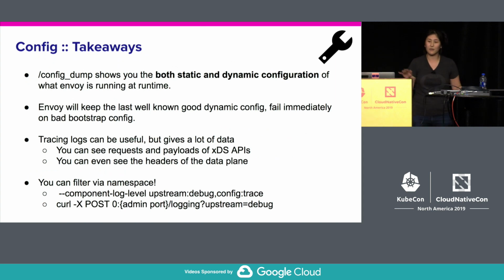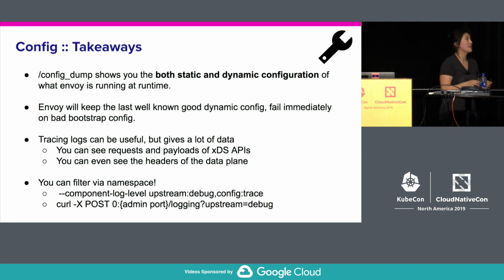So some quick config takeaways before we move on to logging. The main tools that I leverage are the config dump as well as trace level logging. The config dump will show you both static and dynamic configuration, which Envoy is running at runtime. The other thing I wanted to mention is that for dynamic configuration, Envoy will use the last well-known good config. That's how Envoy stays resilient. And so you won't see any dynamic config issues on scale-up unless you have the proper observability in place.